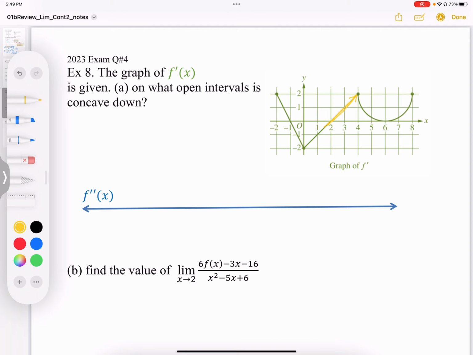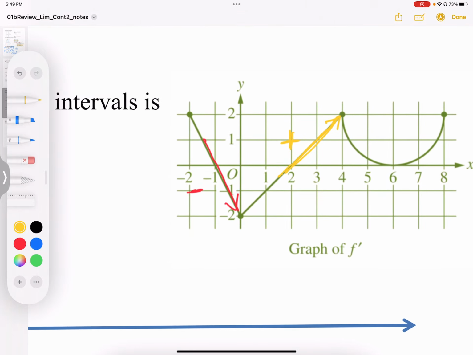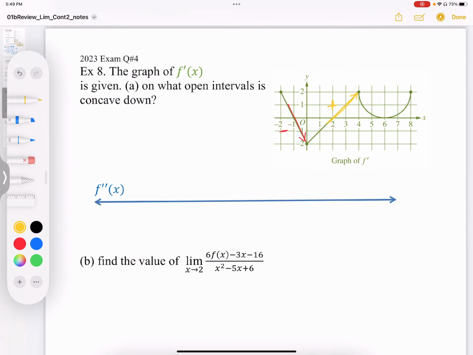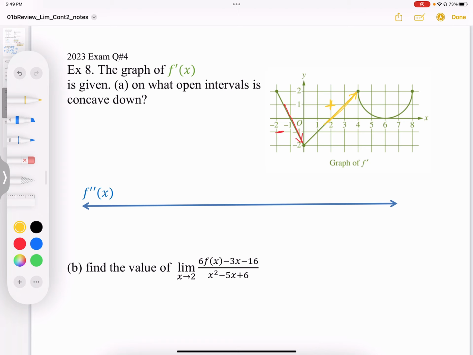That means the derivative of the derivative, or the slope of the derivative, is positive. So that's going to relate to a positive concavity. If it's sloping down, in this case here, that's going to relate to negative concavity. So that's going to be negative concavity there and positive concavity in this section here. Okay, so then I can just start making my chart here.